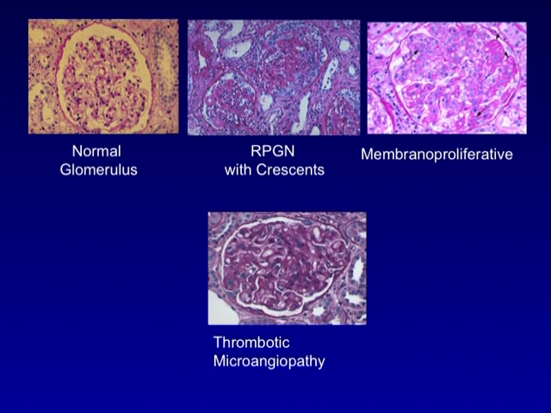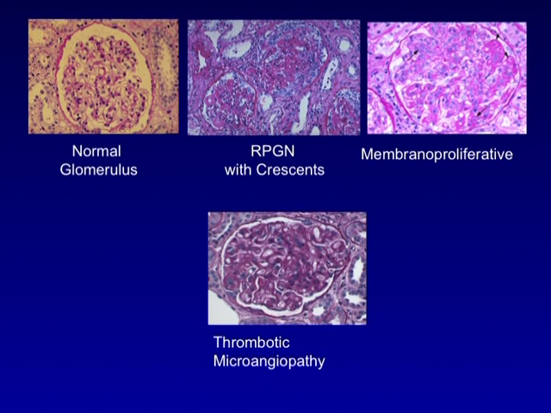Just some pictures to show you how these would look at the level of kidney biopsy. Nice normal glomerulus with open capillary loops. This is a rapidly progressive glomerulonephritis where the capillary loops are virtually obliterated and being compressed by this crescent, which is inflammation in Bowman's space that's characteristic of these RPGN pictures.